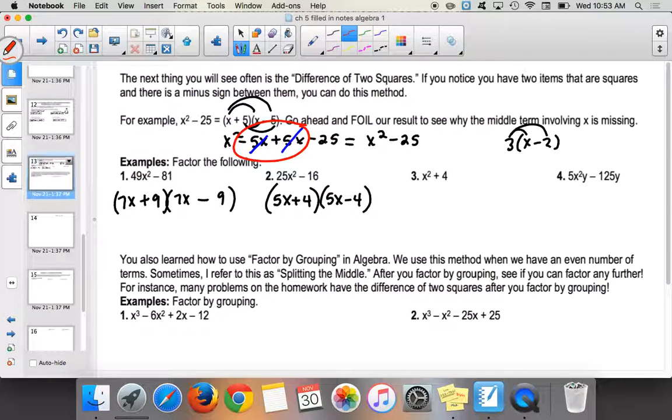So if I FOIL this out, my first terms make 25x squared because it was 5x times 5x. Guys, look up here. The outer is 5x times negative 4. That makes negative 20x. The inner is plus 20x. And the last is minus 16. Those negative 20x and 20x cancel, and we're left with 25x squared minus 16.